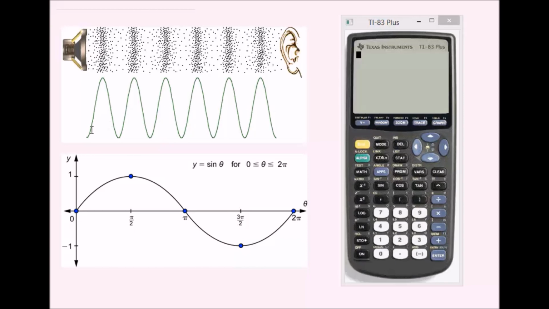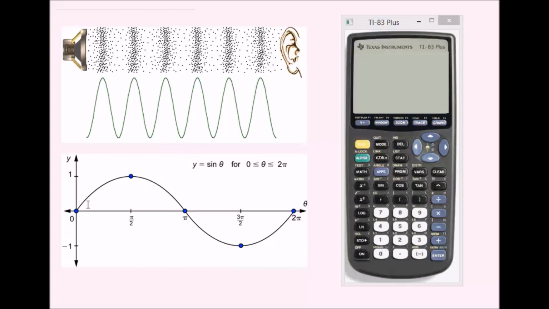Based on the volume, it'll change how the wave looks. Based on what type of music it is or how it sounds, it changes how the wave looks. But that's how the information is being transmitted to your ear. Now, we're going to look at the most basic example of a sine wave, or y equals sine theta.